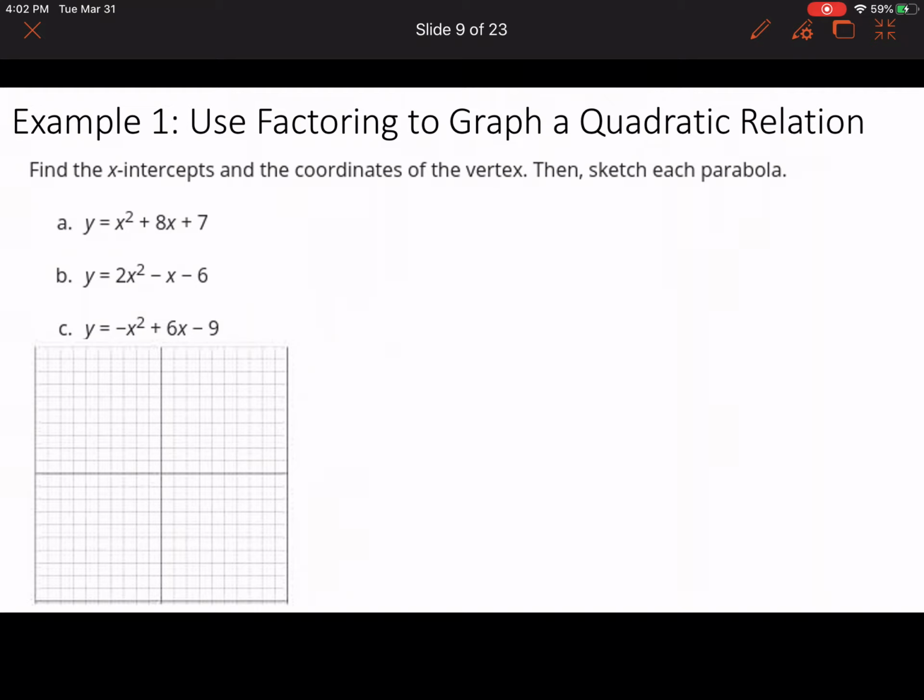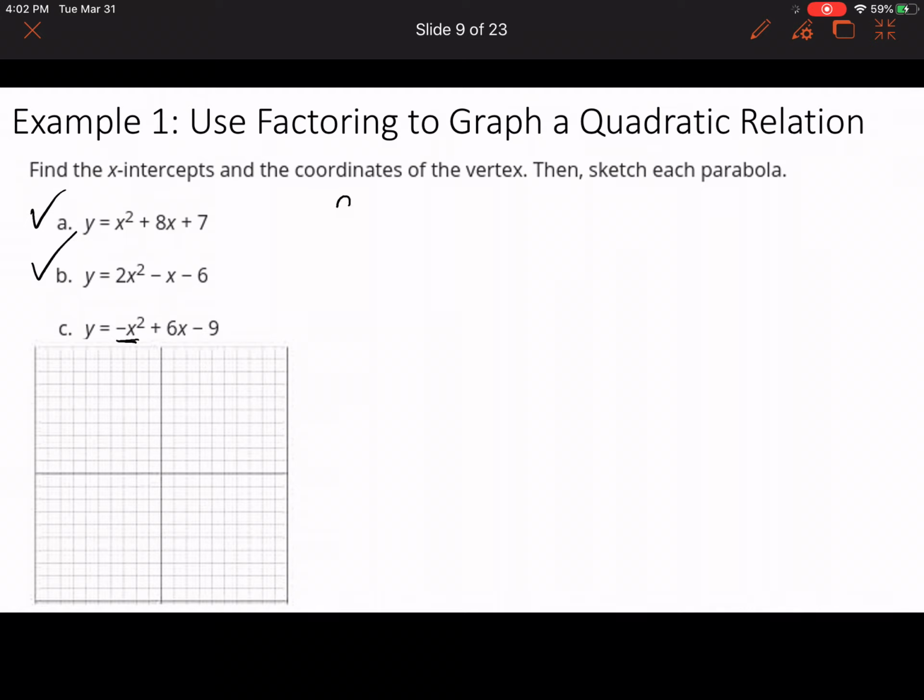Okay, so this is part 2 of 6.3. So we have already done 1 and 2. And now we're on to C. So first we want to deal with the A term. And since we are not trying to find the factored form of the equation, we're just looking for the x-intercept. So find the x-intercept and the coordinate of the vertex.